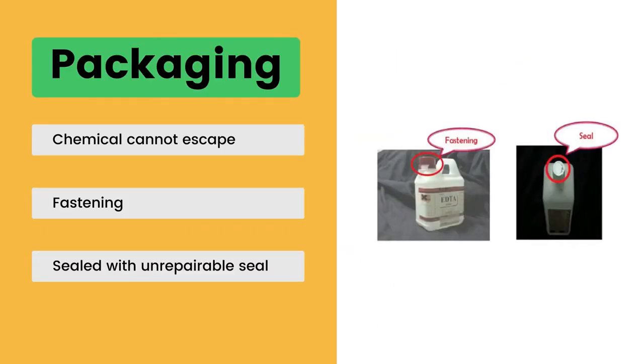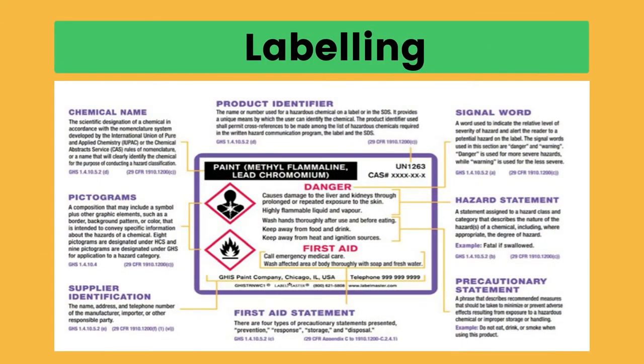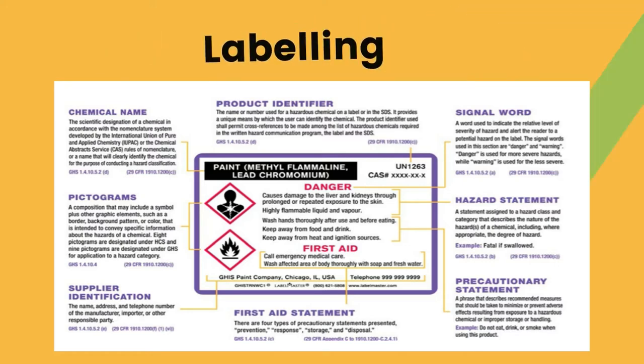Packaging is the science, art, and technology of enclosing or protecting products for distribution, storage, sale, and use. Packaging also refers to the process of designing, evaluating, and producing packages. Labeling is the display of a label on a product. A label for a chemical must contain chemical name, product identifier, hazard pictograms, supplier identification, first aid statement, signal word, hazard statement, and precautionary statement.